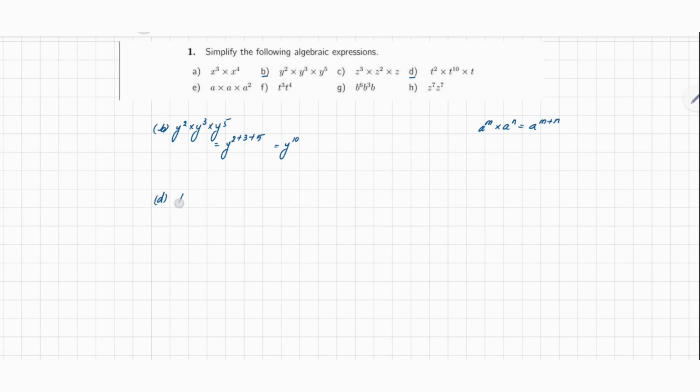Question D, d to the power 2 times d to the power 10 times t. Over here too, the bases are the same. The exponents are different and the operation used is multiplication. We will be using the same law. Here it will be t to the power 1, which gives us t. So our solution is given by t to the power 2 plus 10 plus 1, and that gives us t to the power 30.